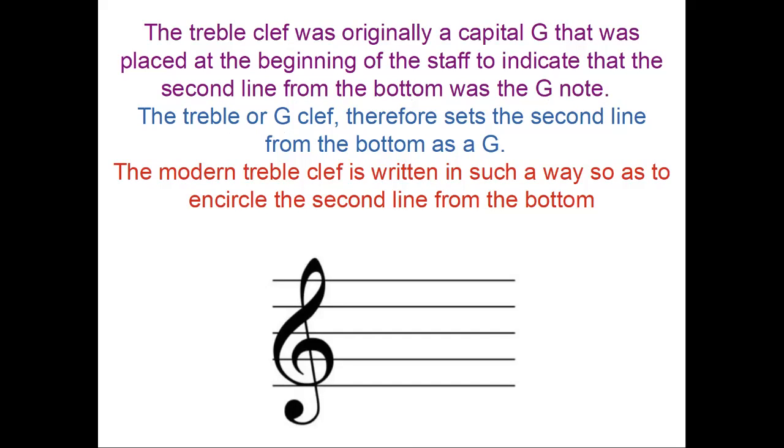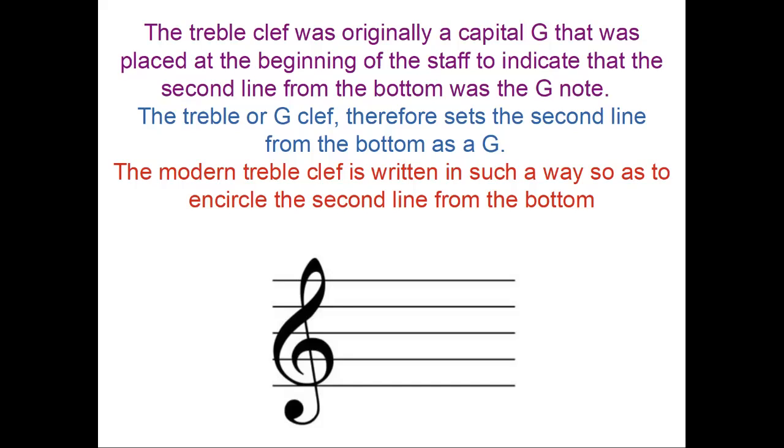The treble clef was originally a capital G that was placed at the beginning of the staff to indicate that the second line from the bottom was the G note. The treble or G-Clef therefore sets the second line from the bottom as a G. So if you count from the bottom, 1, 2, and that line is a G.